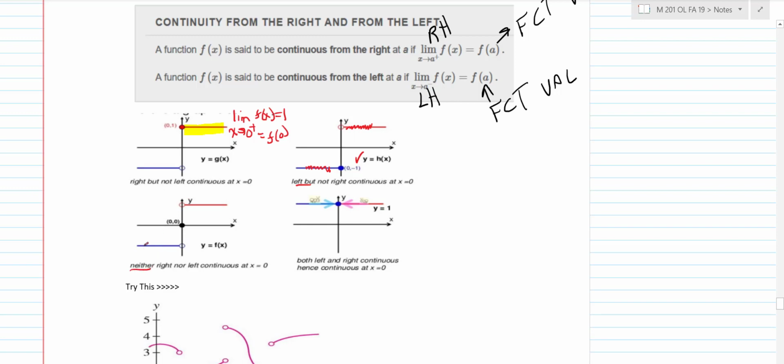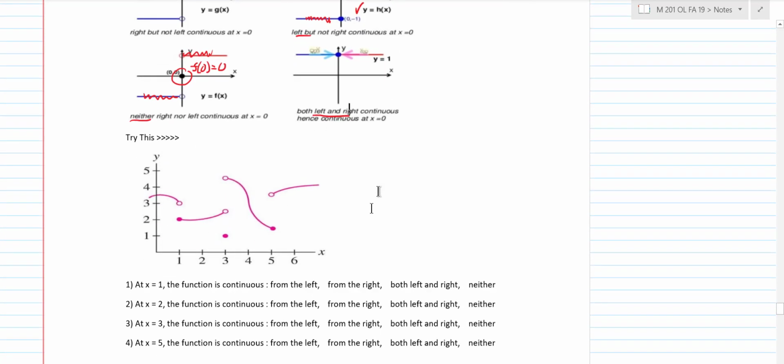This one would be neither. The function value is 0, so f of 0 is 0. The left-hand limit is not 0. The right-hand limit is not 0, so it's neither left nor right continuous. And then finally, the other possibility is you can be both left and right continuous if you just had a line and they're both going to the same place, with a solid dot. Then you're left and right continuous. And if you're left and right continuous at a point, then you have to be continuous. That's the way that goes.